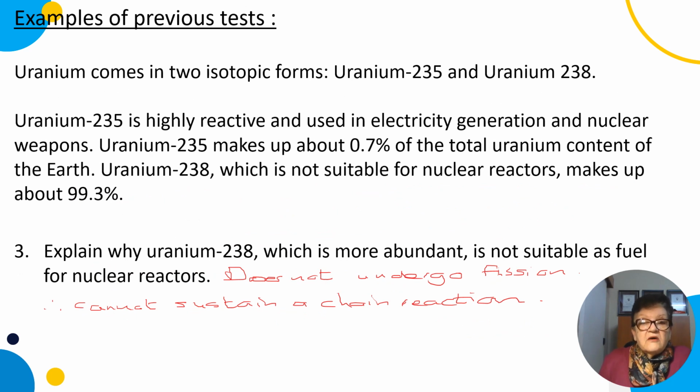Then question 3 on the same question asks, explain why uranium-238, which is more abundant, is not suitable as fuel for nuclear reactors. And the reason is that in a nuclear reaction, you start with a small action and then a whole lot of chain reactions follow, and it releases a huge amount of energy. But for some odd reason, uranium-238 does not have the property that it can sustain a chain reaction, and that is why it can't be used in nuclear reactors.